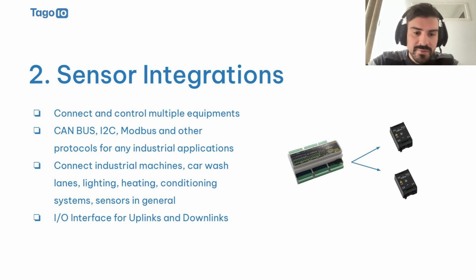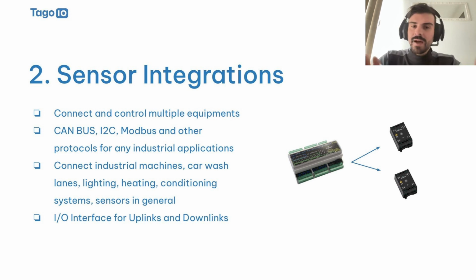While the RS485 is suitable for long distance communications, and it has noise immunity. The I2C, we can fit in a category which is simple and low cost, and can connect many devices on a single bus. Now, the cool thing is that this allows an integration with a series of different applications. We can think about car wash lanes, lighting, heating, air conditioning systems, sensors, and other devices using these protocols.